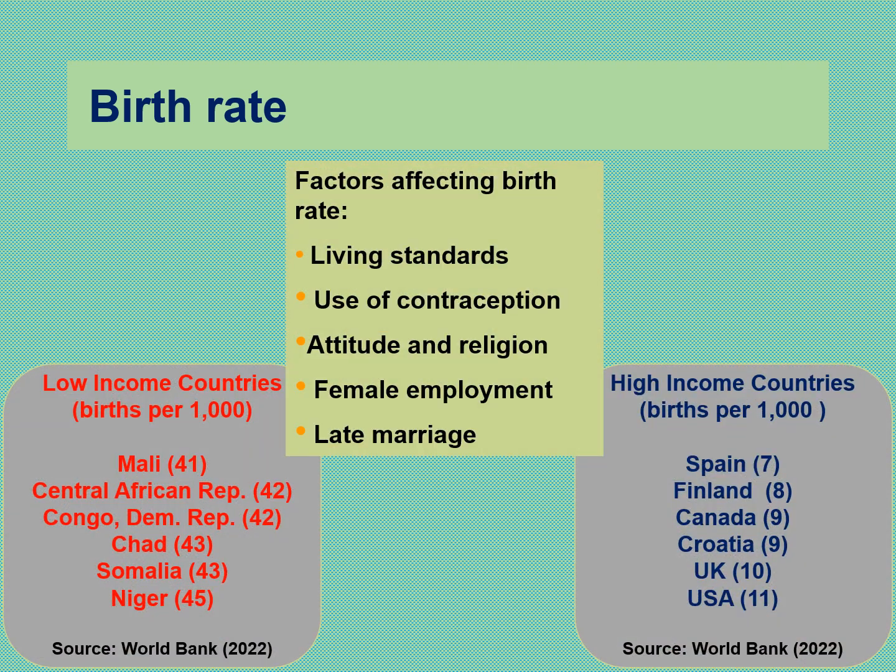Why is the birth rate in developing or low-income countries higher than in developed or high-income countries? The factors affecting birth rate include living standards, use of contraception, attitude and religion, female employment, and late marriage. More children are being born in less developed or low-income countries due to the parents' low living standards and the belief that children will add to the family's income when they start working. In addition, many people tend to be ignorant or have less access to contraception. Religion also allows some people to be polygamous, thereby having a large family size. A high birth rate is responsible for high population growth in these countries.